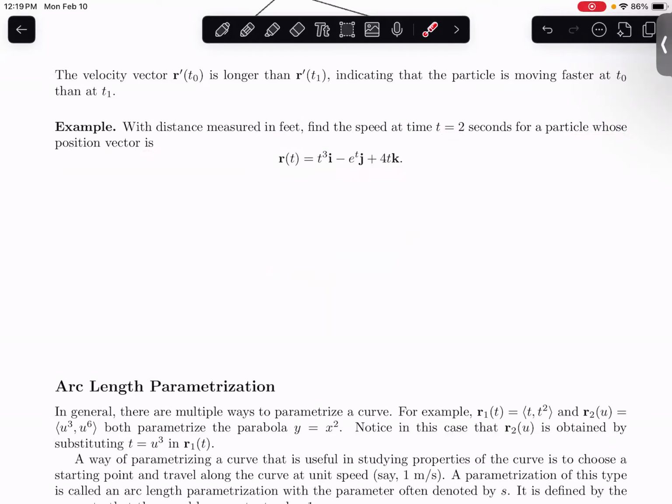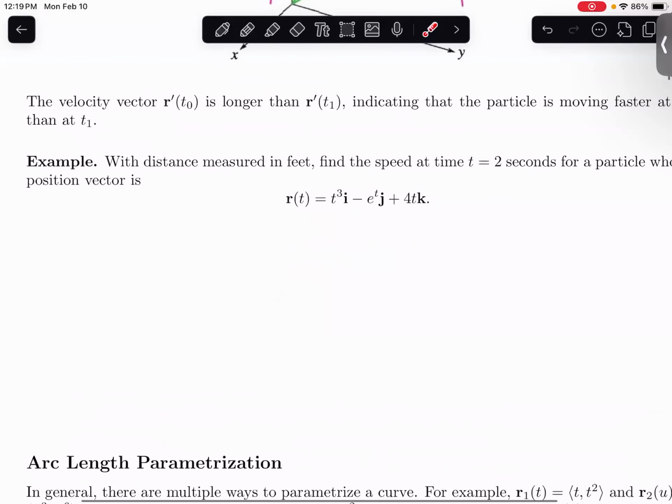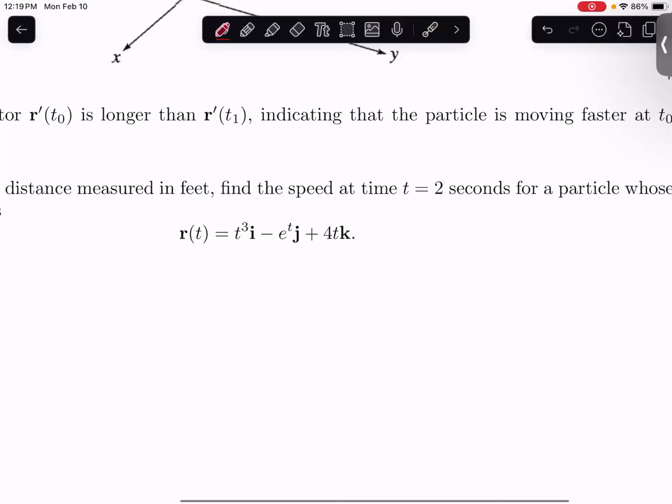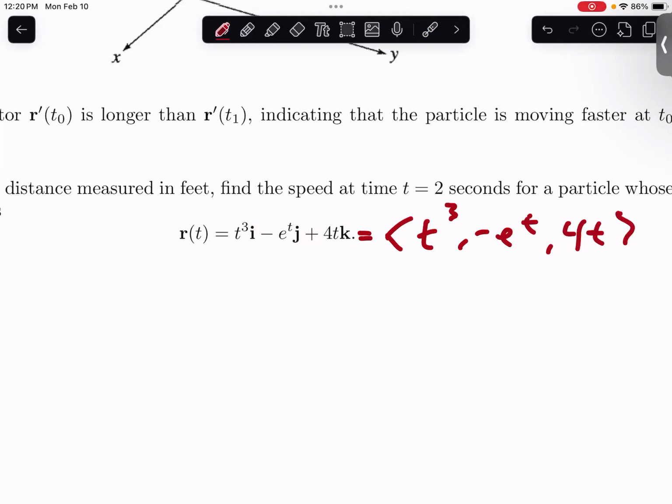Right, so r of t tells you the motion or the position vector of a particle, and this is given by a vector. So if you see t cubed times i minus e to the t times j plus 4t times k, this is the exact same thing as the vector t cubed, minus e to the t, and then 4t. I don't know if people are getting confused by these standard basis vectors, but again, it's just a different way of writing out this vector in terms of its components.